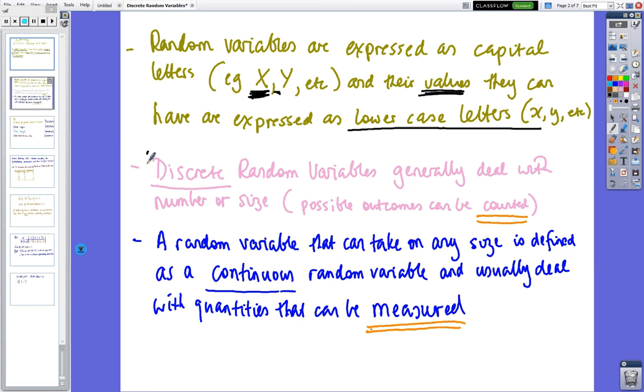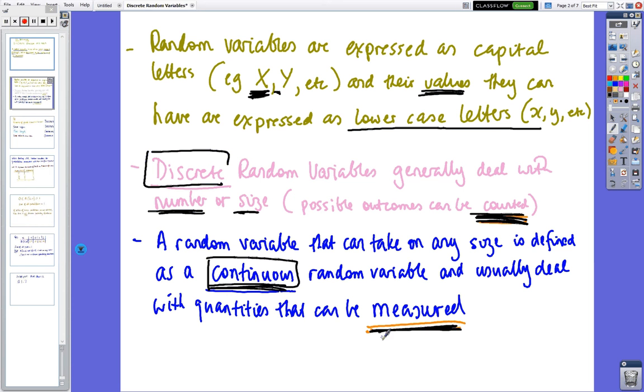Discrete, as distinct from continuous. Discrete random variables generally deal with a number or a size, so they're things that can be counted. Whereas a random variable that can take on any size is continuous, and these are usually things that can be measured. So things that can be counted are discrete, and things that can be measured are continuous. In this first series of videos, we're just going to do discrete, and we'll come back and do continuous in the last few videos of this unit. Copy that and come across.